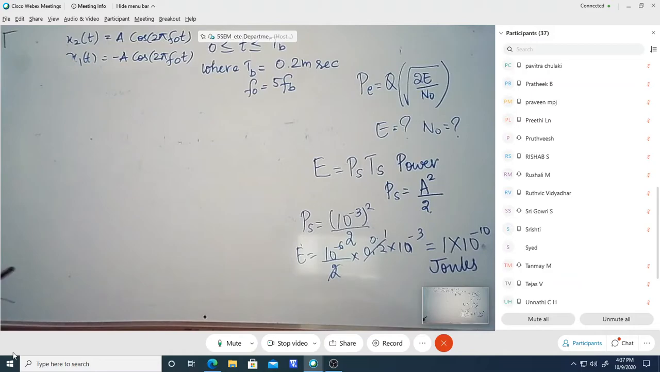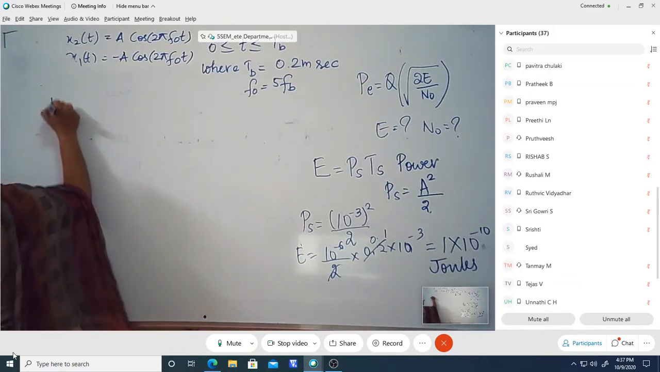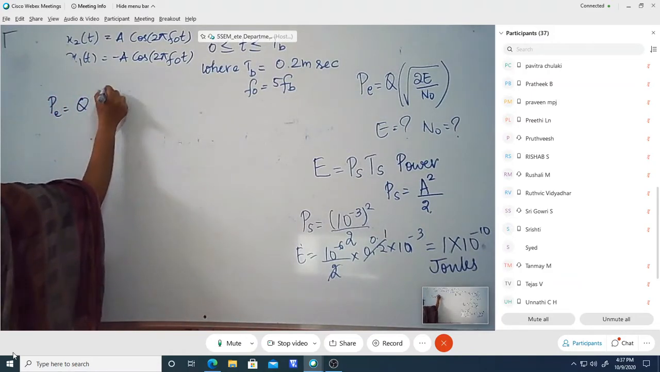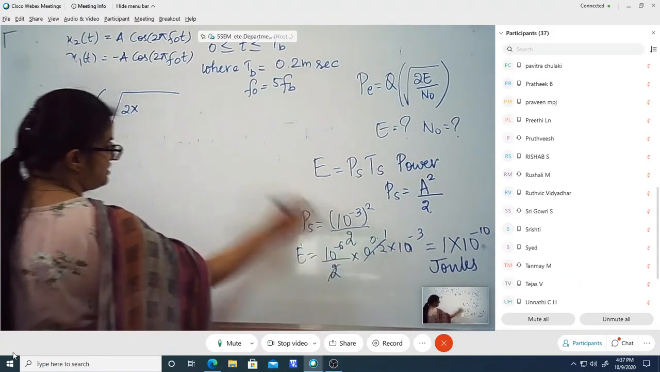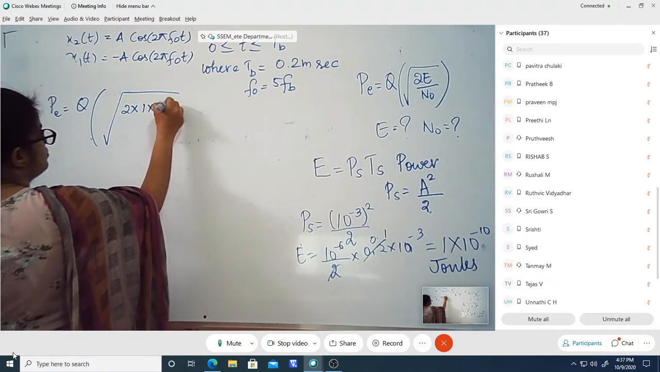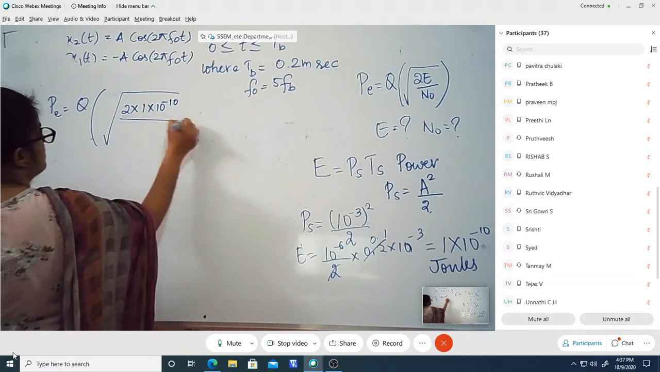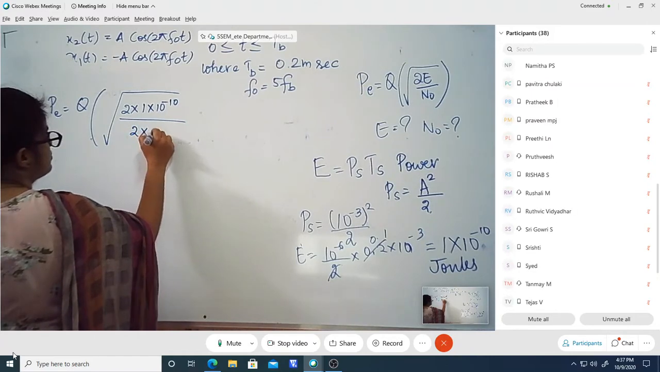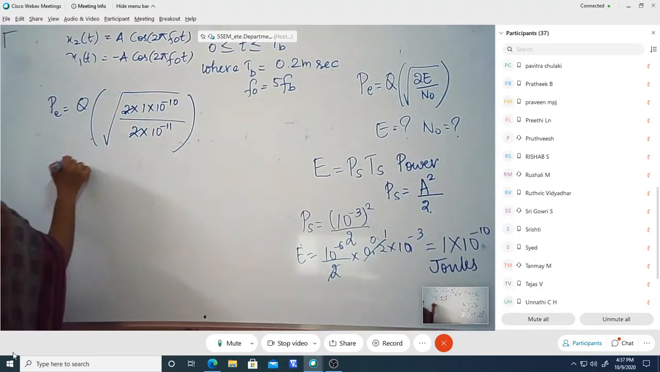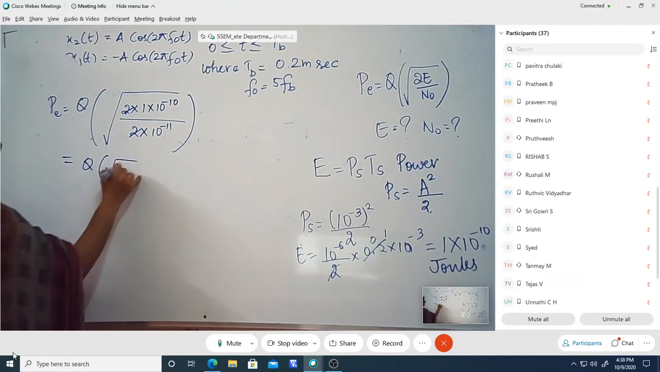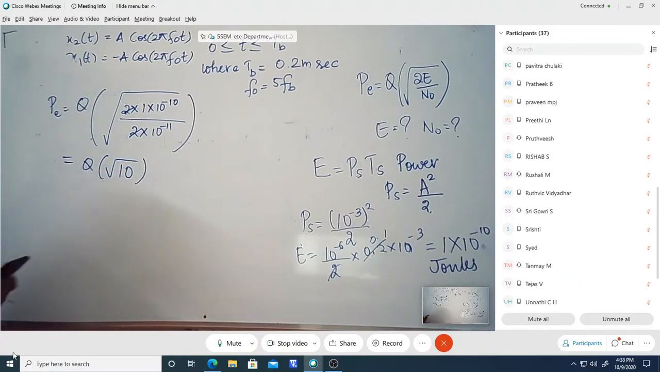Yes, this is over. So, PE is equal to Q of under the root 2 into, what is E? E is 1 into 10 raised to minus 10. N naught is equal to 2 into 10 raised to minus 11. 2 will get cancelled. This will go to under the root 10 is what you are going to get. So what is root 10?